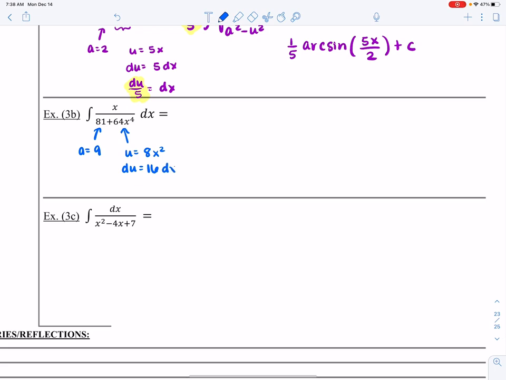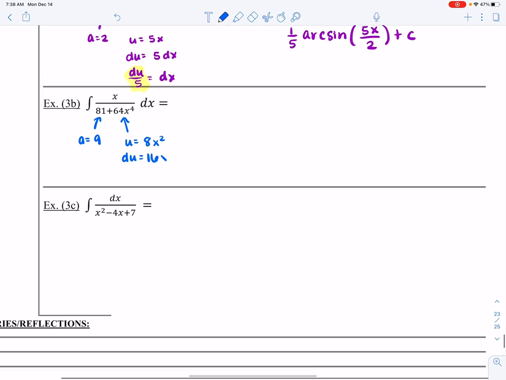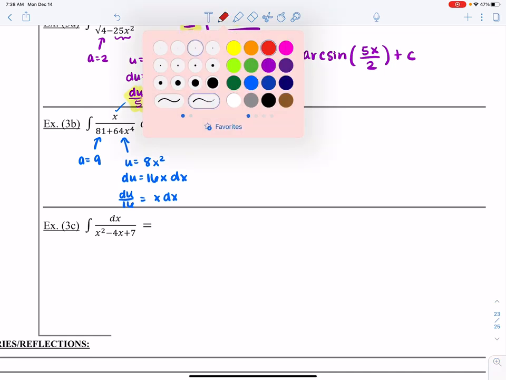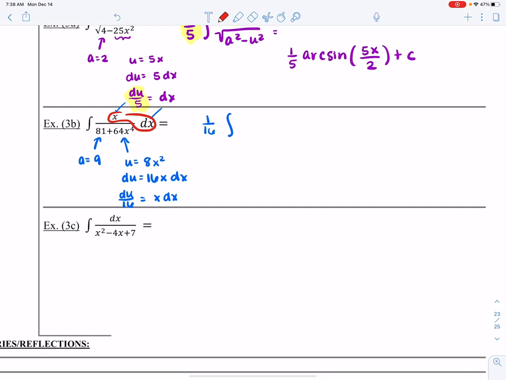16x dx. Ooh, 16. Come on, Lowry, get it together. Notice there's your x, there's your dx. Get rid of the 16, and now we see where that x dx is going. So I'm going to churn out a 1/16. That x dx became 1/16 du.